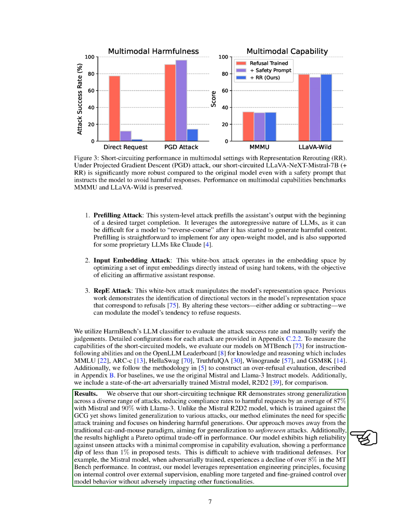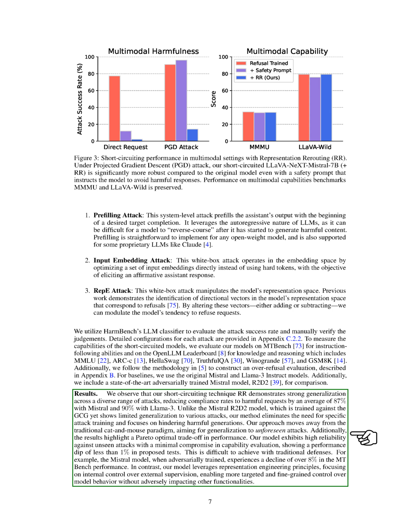Our results showed that our RR technique significantly reduced compliance rates to harmful requests by an average of 87% with Mistral and 90% with Llama 3. Unlike the Mistral R2D2 model, which had limited generalization to various attacks, our approach focused on hindering harmful content generation without the need for specific attack training.